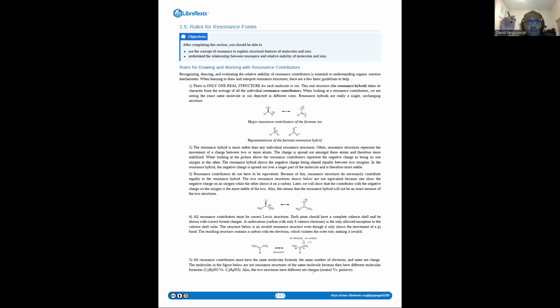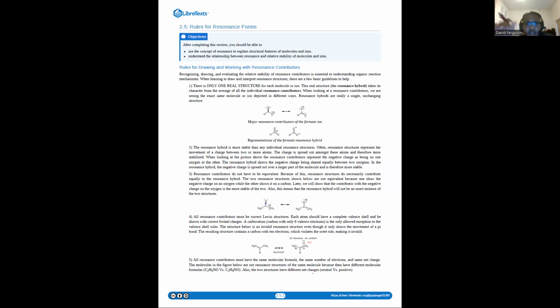The objectives are: after completing this section, you should be able to use the concept of resonance to explain structural features of molecules and ions, and you should understand the relationship between resonance and the relative stability of molecules and ions. Off the bat, the concept of resonance points to the fact that electrons are delocalized, and that Lewis-dot structures don't give us the best qualitative description of the arrangement of electrons in a molecule or ion. That's a general answer to the first objective.